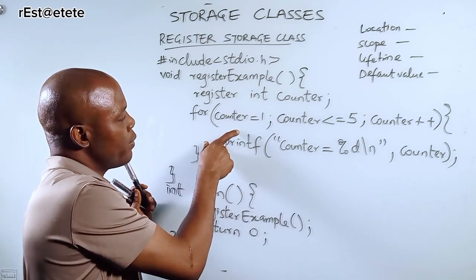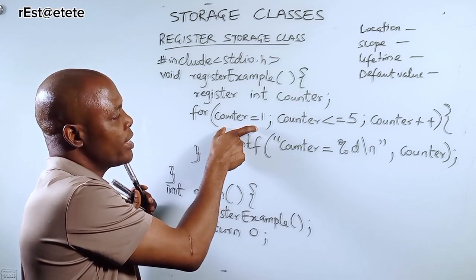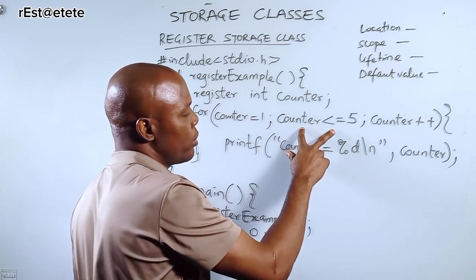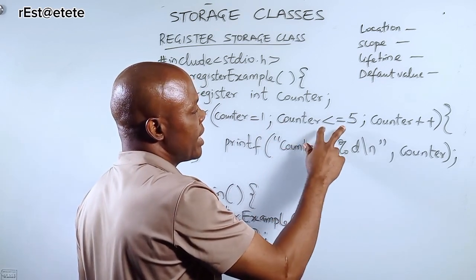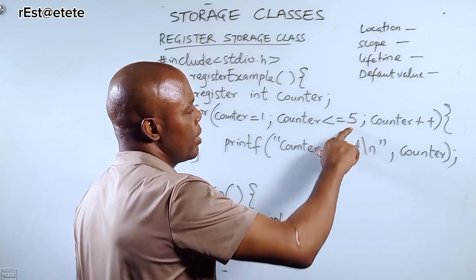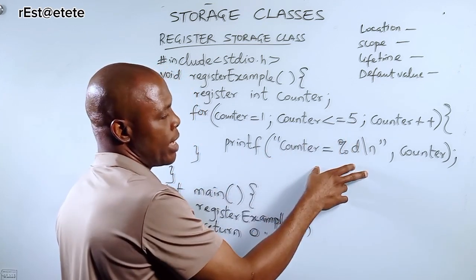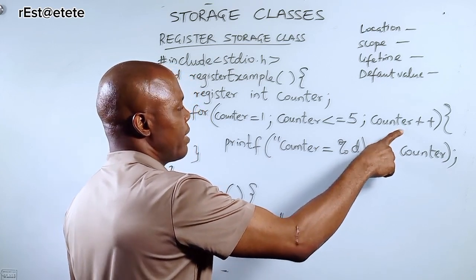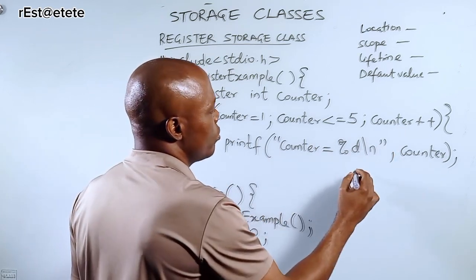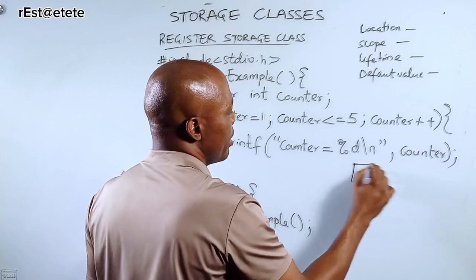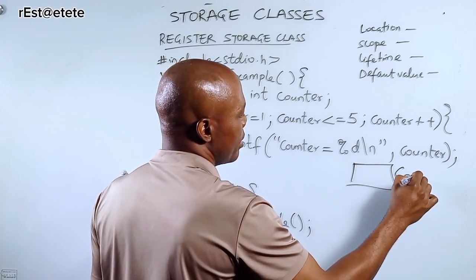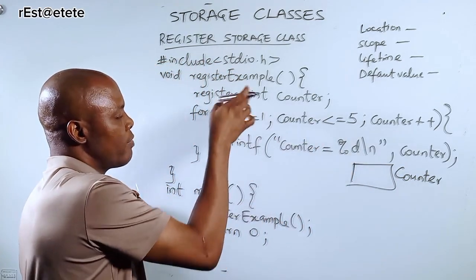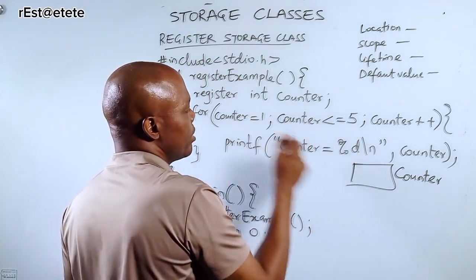Then I'm going to use my for loop. So I will initialize that register to what? 1. And then I will use my condition to check. If counter is less than or equals to 5, go in and print out counter. Then increment counter to the next value. So what it will do is to create a memory inside the register of the CPU. So it will initialize it to 1.